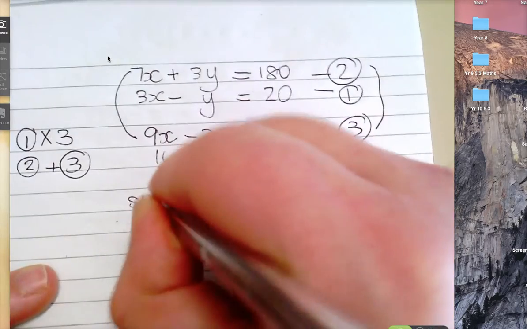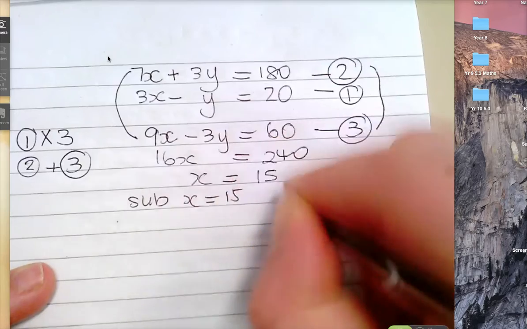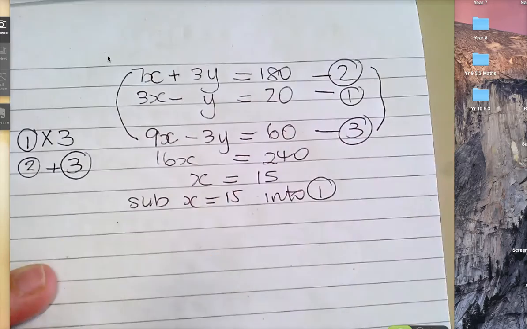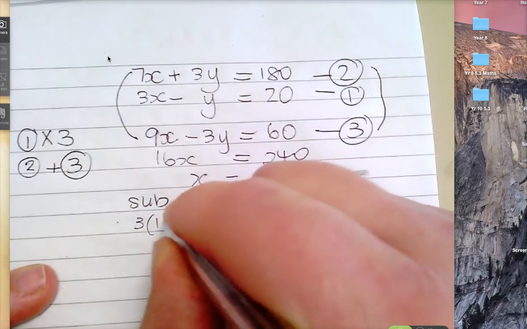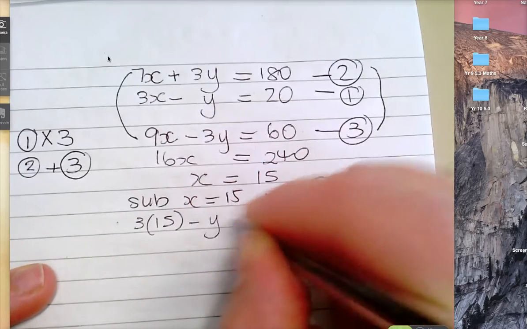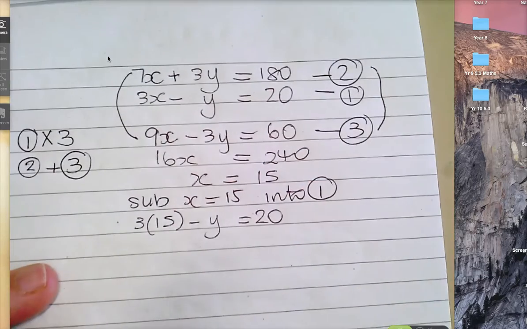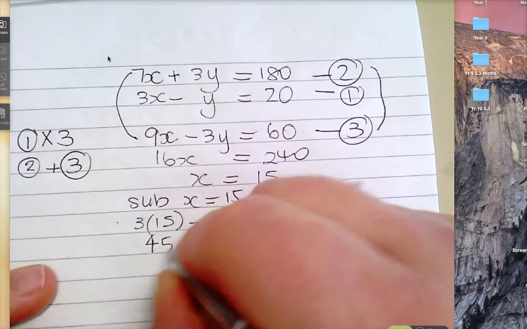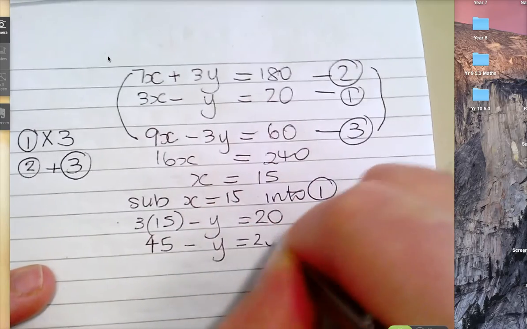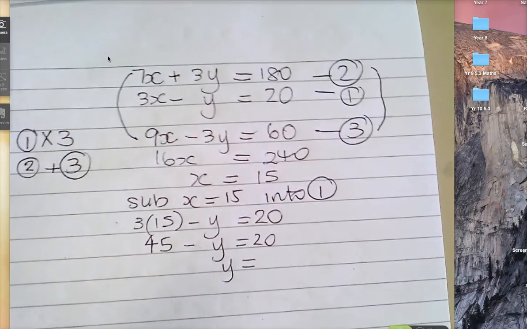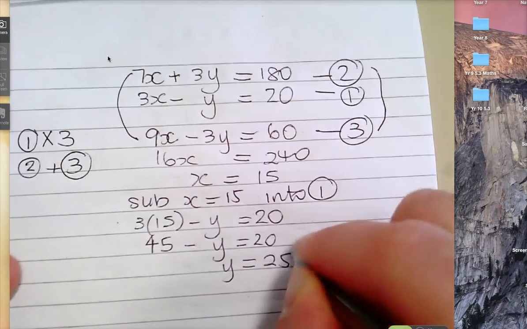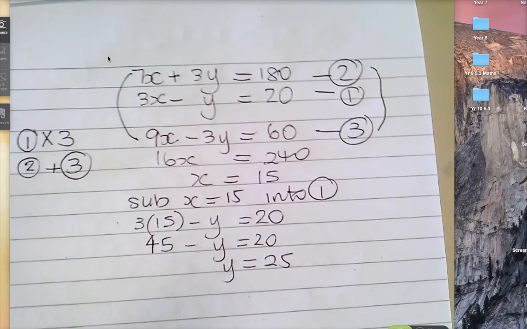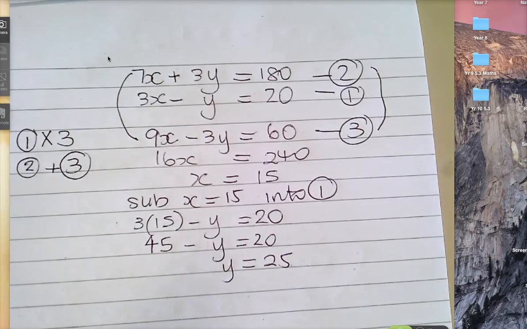So substitute x is 15 into equation 1, so it's 3 times 15 minus y is 20. 45 minus y is 20. You should be able to just tell what y is. 45 minus what? 25. So x is 15, y is 25.